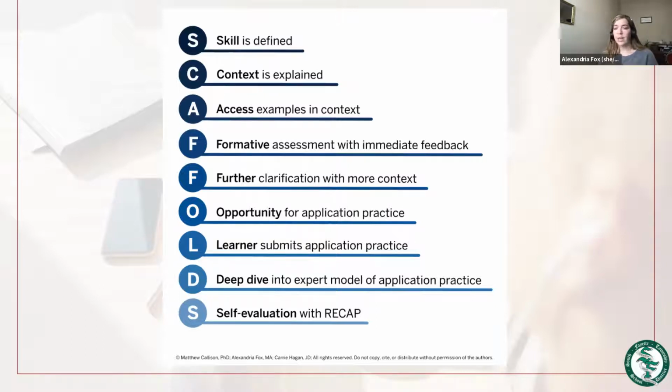The next F is for further clarification with more context. And so with that, there are going to be non-examples. So providing a non-example and letting them see that and work with that. The O is for opportunity for application practice. And so diving a little bit deeper from that first formative assessment and giving them a chance to really apply and see if they understand it. The L is they will submit their application.